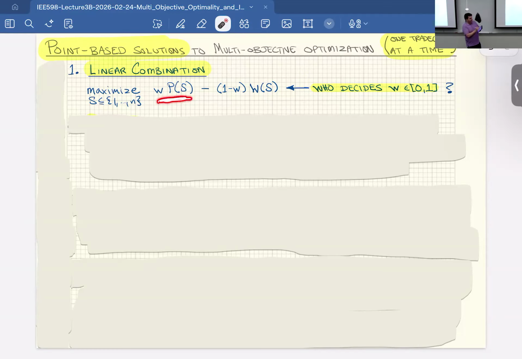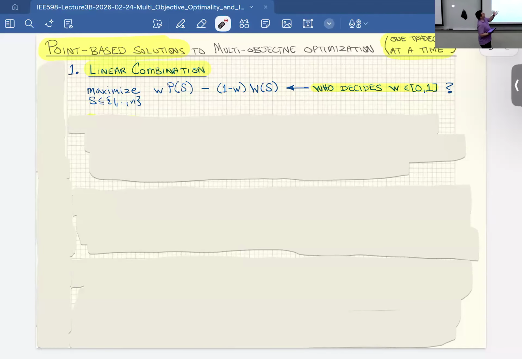So I have some weight vector that is in 0 to 1 that weights the profit, and I subtract off 1 minus W of the actual weight. Unfortunately, I have capital W weight and lowercase w weight here. But I can scale how much I care about profit and how much I care about weight by this W here. And so the question is, who decides the right scale there?